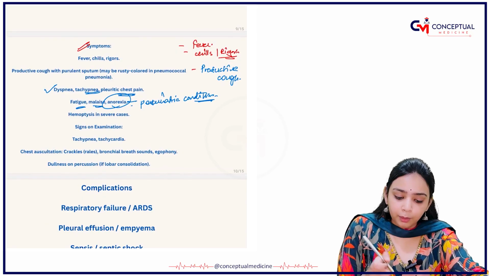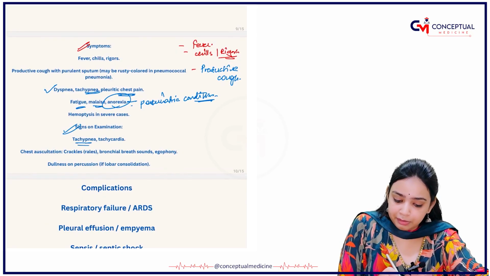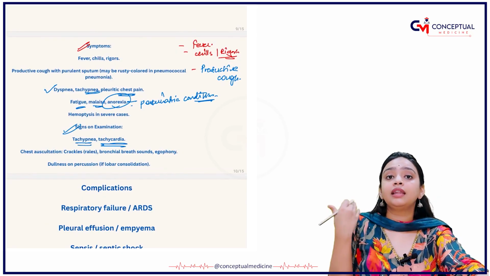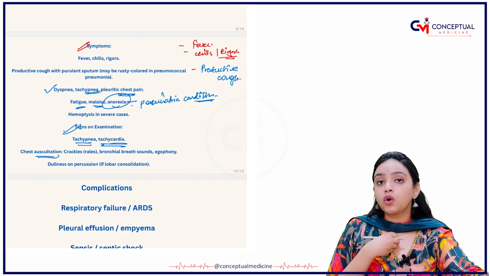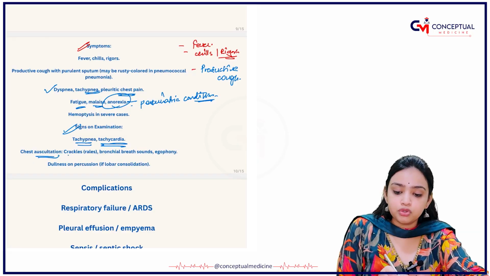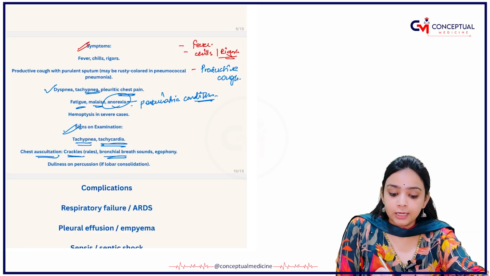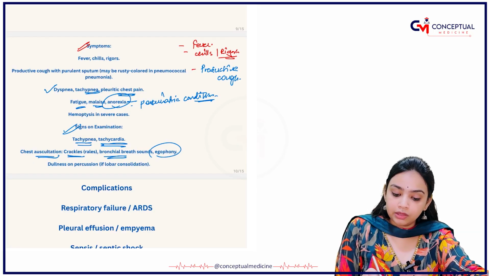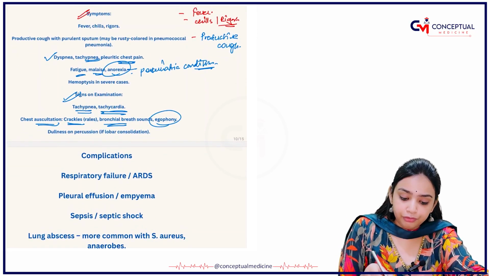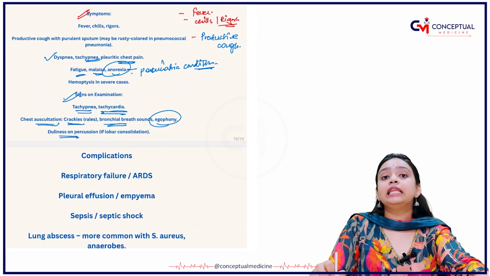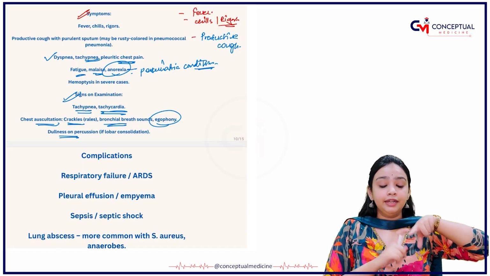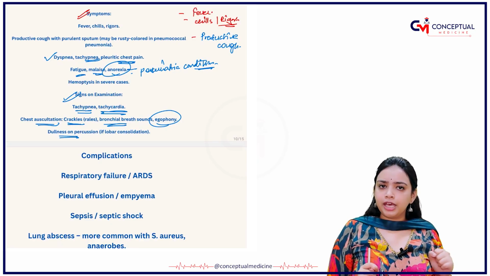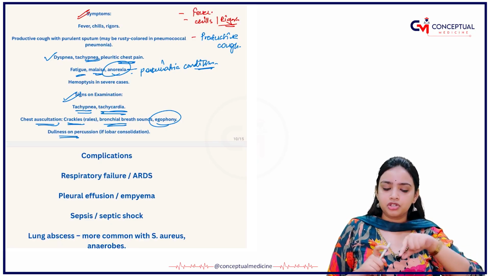What are the signs you will be able to see? You will be able to see tachypnea and tachycardia. On chest auscultation, when you auscultate the patient, you will hear crackles, bronchial breath sound, and egophony. There will be dullness on percussion. You have done that practical of percussion, right? In your physiology, I guess you have done the practical of percussion.